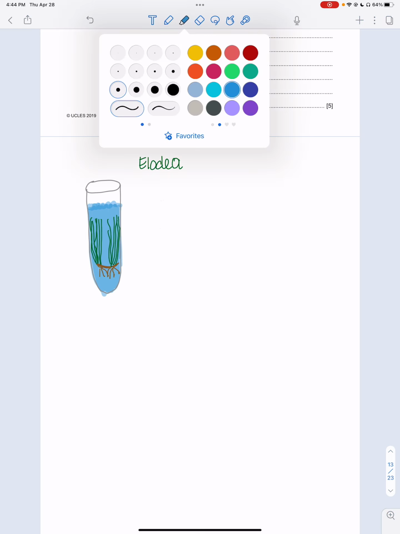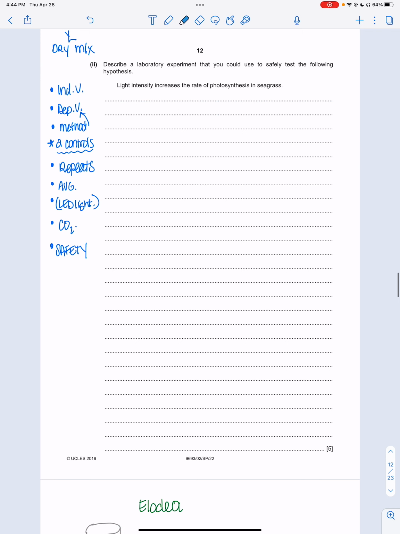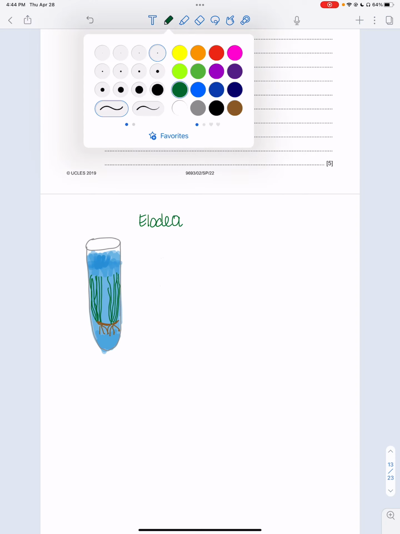Okay, I'm going to fill the water up a little bit more. And if you miss some details, that's okay. There are so many answer options for this. It's all right. Even if you say just mentioning repeats, you should be able to get some marks. Okay, so we have this in there, and then we're going to put in our light source.